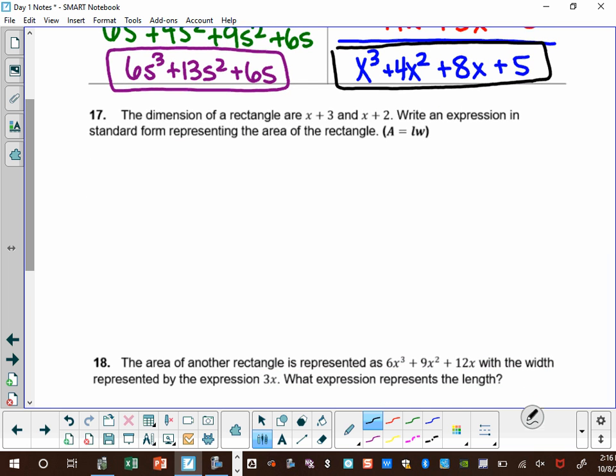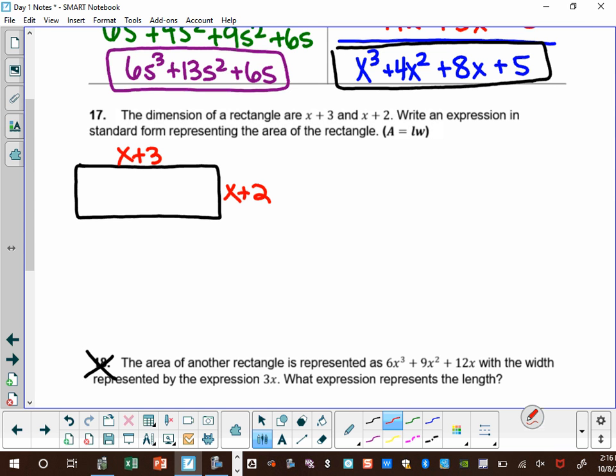We're not going to do number 18. But let's look at number 17. You can do this on your own, but I'm going to start you off. The dimensions of a rectangle. As soon as I read that, I'm drawing myself a picture, because I love a picture. The dimensions of the rectangle are x plus 3 and x plus 2. Write an expression in standard form representing the area of the rectangle.